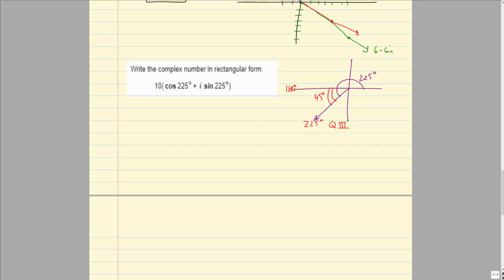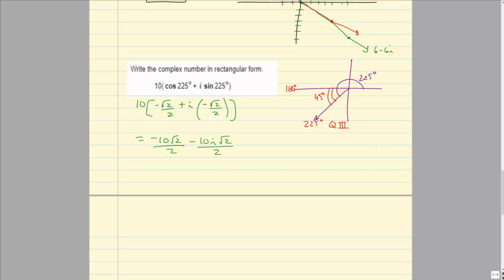So the reference angle is 45, so that means both sine and cosine are negative square root of 2 over 2. So I will take 10, and the cosine of 225 is negative square root of 2 over 2, plus i times the sine of 225, which is negative square root of 2 over 2 as well. So simplifying, I get negative 10 root 2 over 2 minus 10i root 2 over 2.